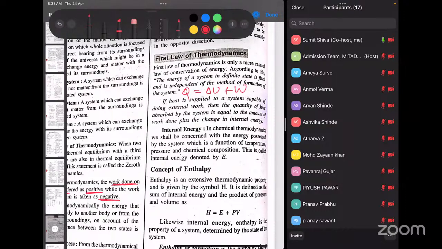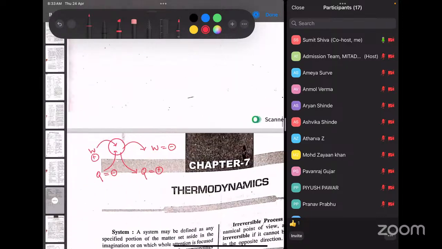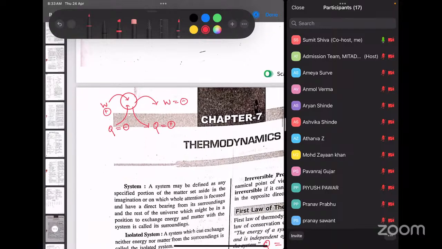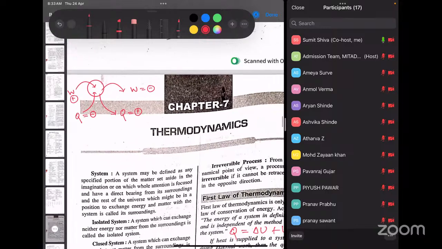Understood? Yes, sir. Okay. When you are applying this concept again, you have to be careful about the sign convention. And sign convention is, if work is done on the system, it will be positive; work is done by the system will be negative; heat energy given to the system will be negative; heat energy taken from the system will be positive.